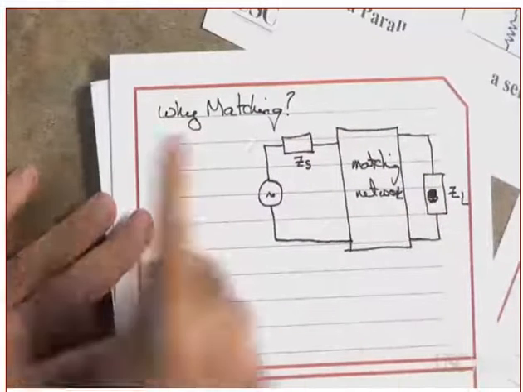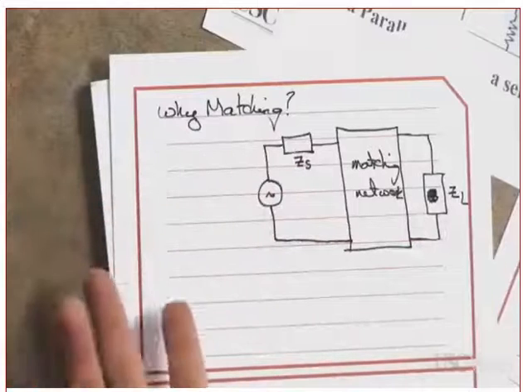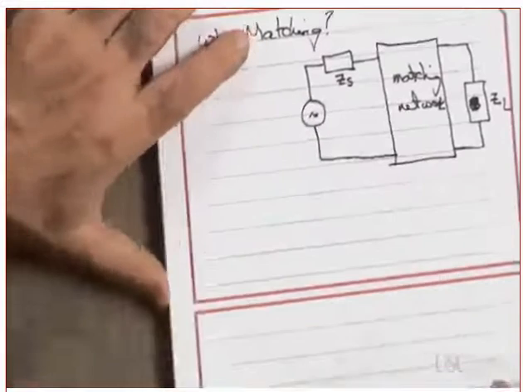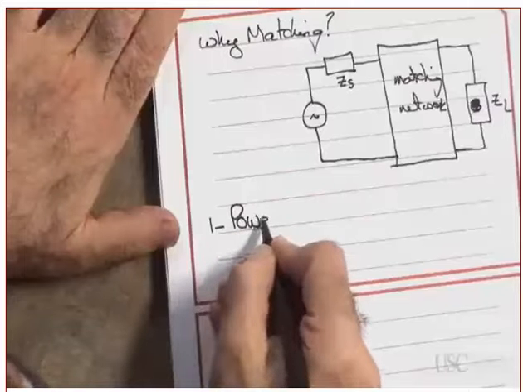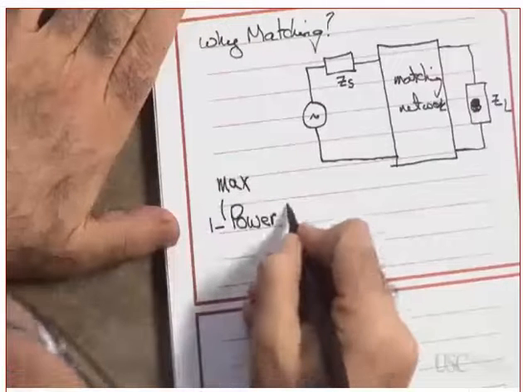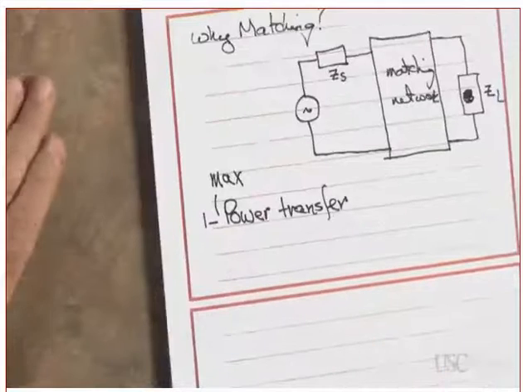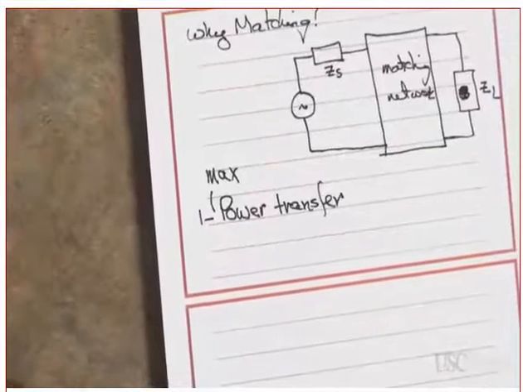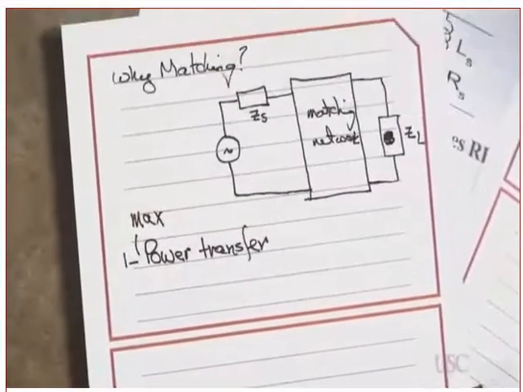Why matching? The answer should not be "why not." You need to elaborate a little bit. Clear? The first one, of course, which is the most obvious one, is the maximum power transfer. We would like a maximum power transfer from the source to the load. Are you following me on that?